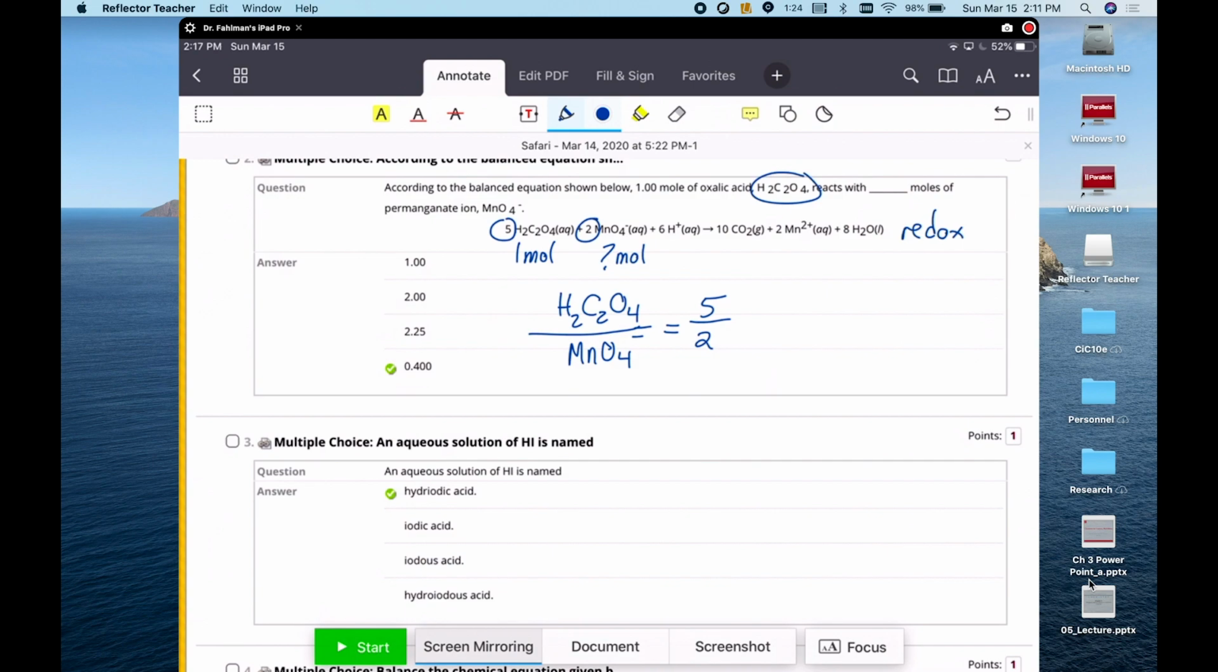Okay, and so if we're told that we have 1 mole of the oxalic acid, then how many moles of the permanganate? So you just cross multiply, or in other words, you would just multiply by 2/5. Okay, you divide by 5, multiply by 2. Okay, and so that would be 0.4. All right.